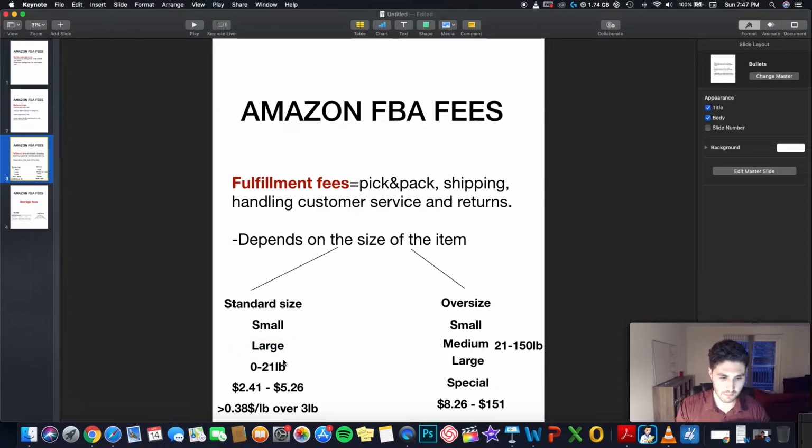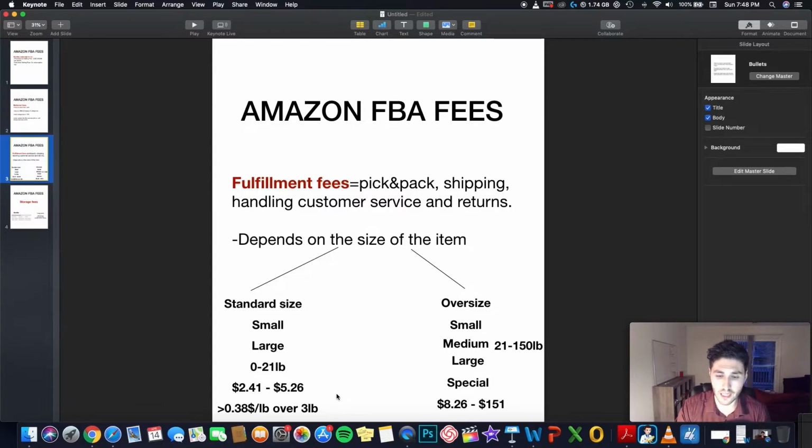Anything that weighs from 0 to 21 pounds, Amazon charges you from $2.41 to $5.26, which is pretty cheap, because if you consider other fulfillment options, they charge you at least $7, even if the item is probably less than a pound. Then when the item goes over 3 pounds, let's say the shipping weight of the item is going to be 5 pounds, then you have to add 38 cents times 2. So they charge 38 cents per pound, which is still a pretty cheap fee.